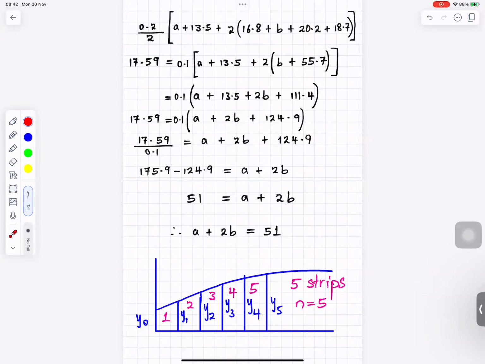And then you get to this point where 175.9 minus 124.9 gives you 51. And that gives you A plus 2B equals 51. And I put a diagram underneath, which shows you the 5 strips and the 6 lines. So that's how you do that.